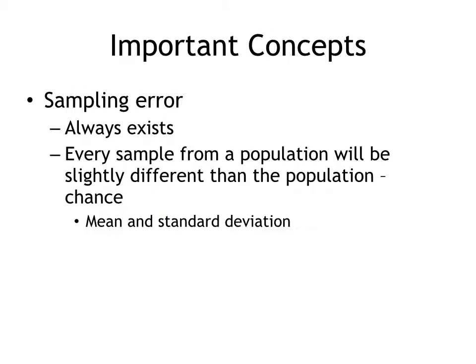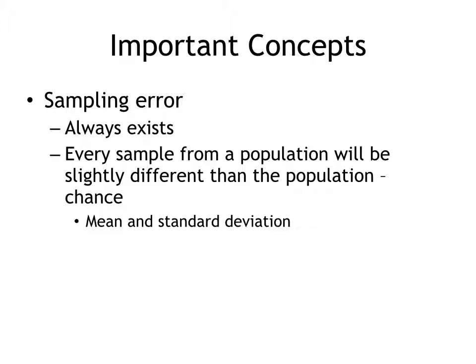Now, we'll go back to this a little bit. I talked before about sampling error. It always exists, and what it means is that every sample I draw from a population, even if I draw them randomly, is going to be slightly different than the actual population by chance, and it's also going to be slightly different from any other sample I could draw from that population. And what I mean by different is I'd be looking at the mean and the standard deviation, how spread out the scores are on whatever I'm measuring from the mean.